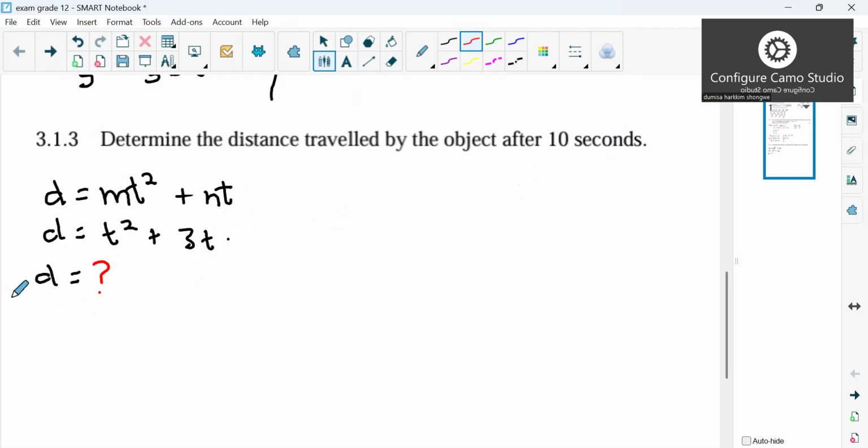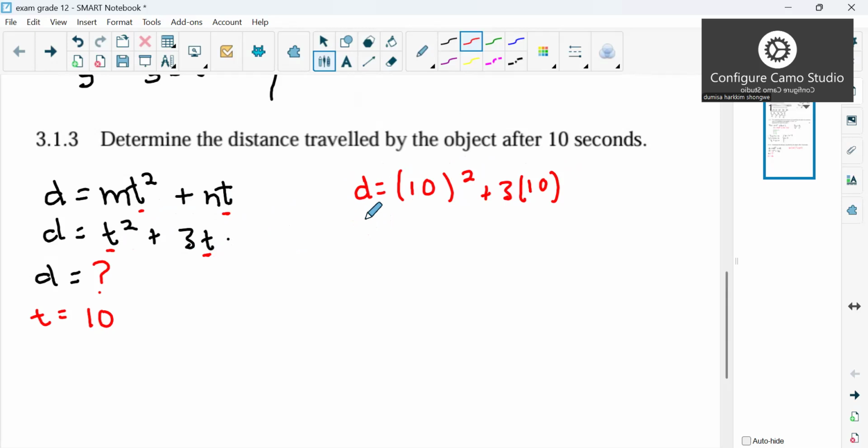Now it's a matter of substitution. Everywhere we see T, we're going to put 10. Let's highlight here with a different color. Here we're going to put 10, and here we're also going to put 10. Then we'll substitute. We're going to say D is equal to open bracket 10 close bracket all squared, plus 3 multiplied by 10. So everywhere we see T, we just put 10.